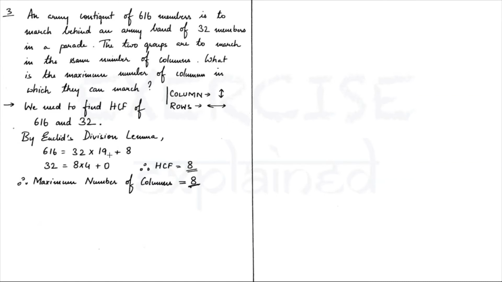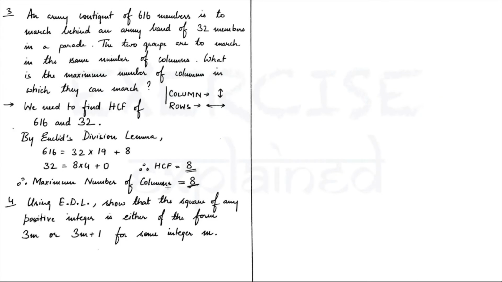Now after this what happens is the 32 becomes the dividend, 8 becomes the divisor. So 8 clearly divides 32. So 8 into 4 is 32. So 4 becomes the quotient and 0 becomes the remainder. So we can say 8 is the HCF. So the maximum number of columns is going to be 8.